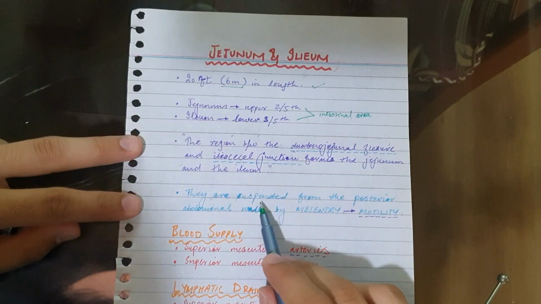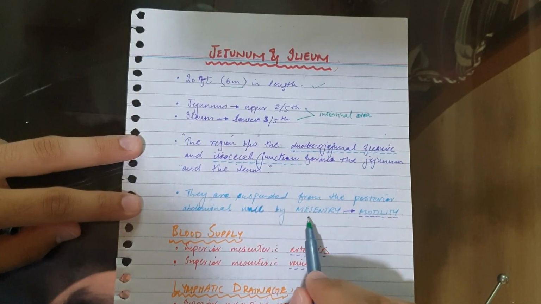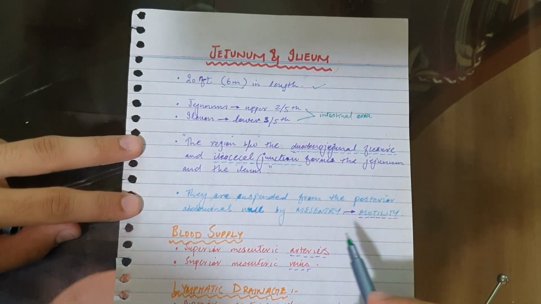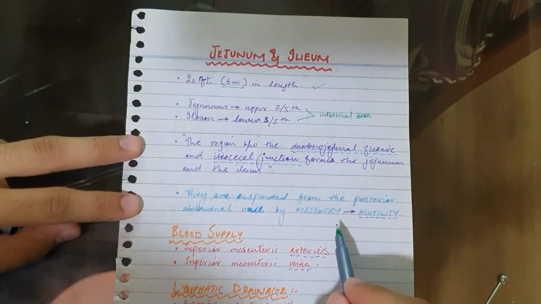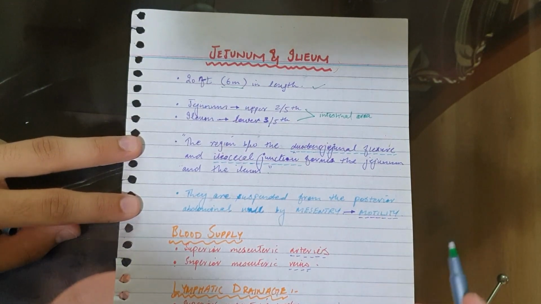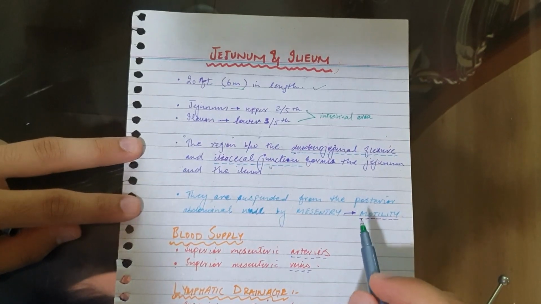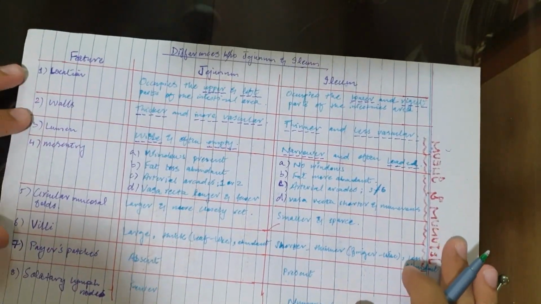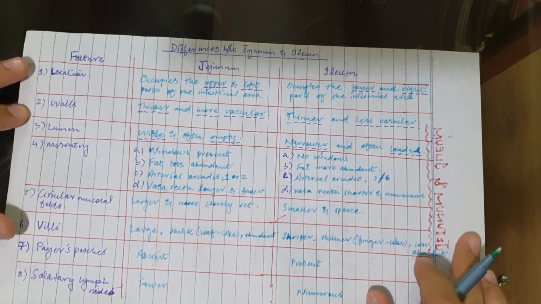Okay, now they are suspended from the posterior abdominal wall by mesentery. What is mesentery? Mesentery is basically the peritoneal covering. Mesentery is responsible for the motility of our small intestine coils. Okay, so now we'll discuss the important features of our jejunum and ileum.